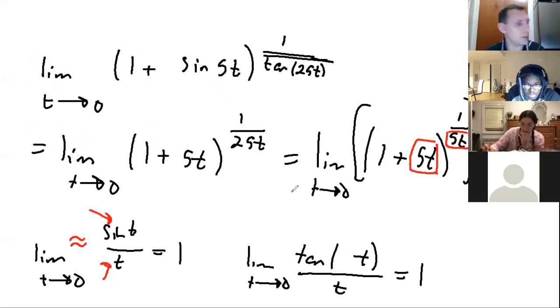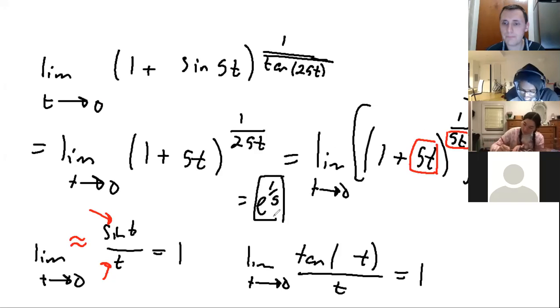So in particular, what am I getting? In particular, I see that my answer is e to the power of 1 over 5. That's the solution. Next question is this. Y goes to 0, tangent of pi over 4 plus sine y minus 1 over y.